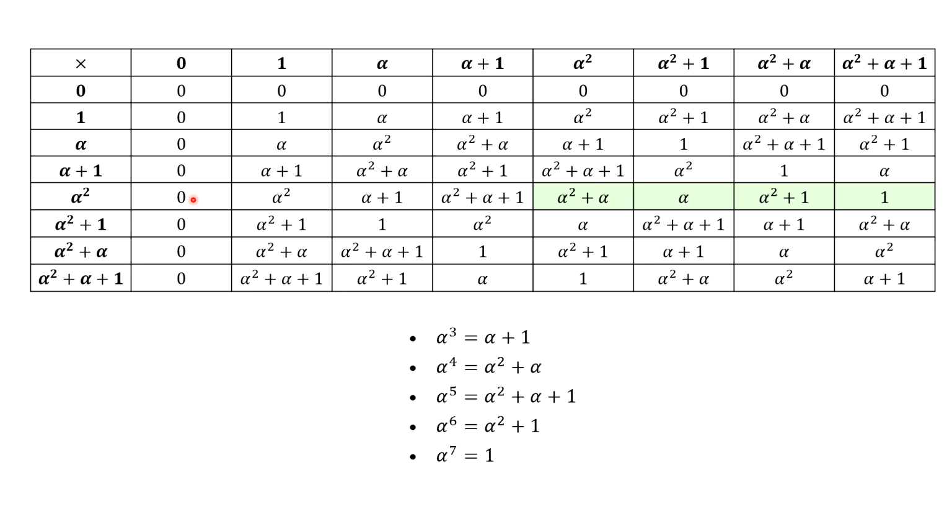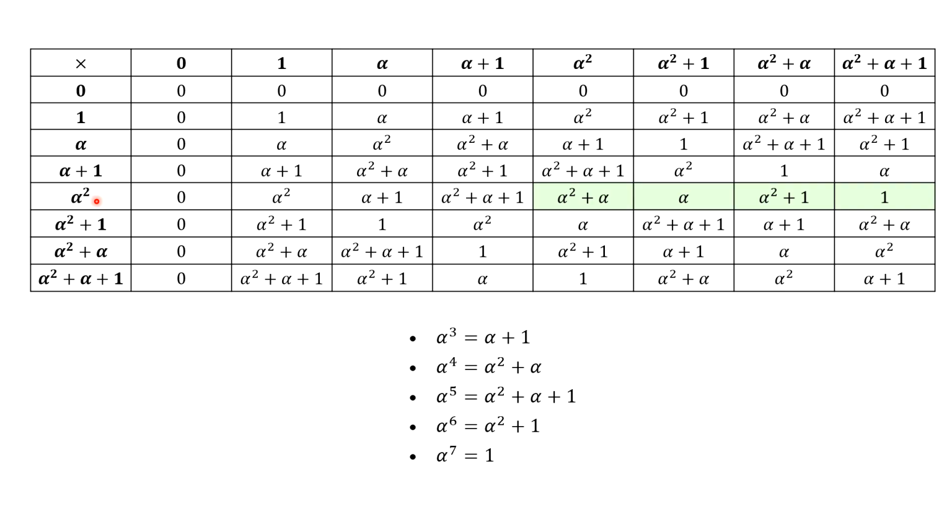So alpha squared times alpha squared is alpha to the 4th. And as we computed, that's alpha squared plus alpha. Then alpha squared times alpha squared plus 1 is alpha to the 4th plus alpha squared. So it's this plus alpha squared, but that gives you 2 alpha squared plus alpha, and the 2 is just 0. So you just get alpha. Let's look at the next one.